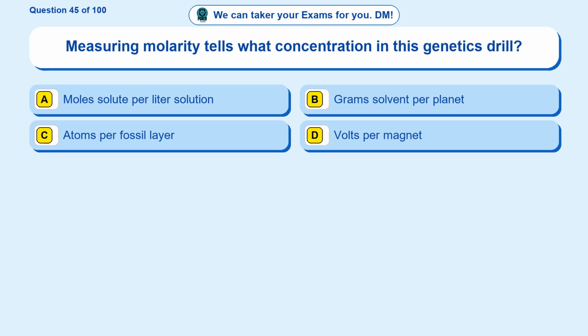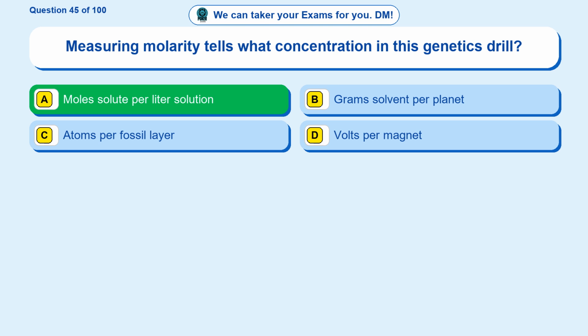Question 45. Measuring molarity tells what concentration in this genetics drill? Option A moles solute per liter solution. Option B grams solvent per planet. Option C atoms per fossil layer. Option D volts per magnet. The correct answer is option A.